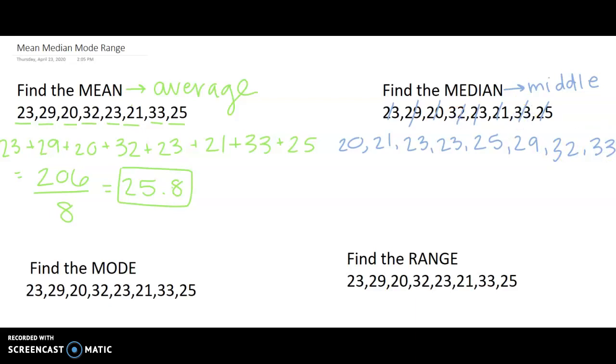Okay, so I listed them from smallest to largest. Now I need to find the number that's in the middle. And you don't just want to guess, because chances are you'll probably get it wrong. The easiest way that I always did it is I cross off 1 at the end and the beginning, 2 at the end and the beginning, the next one at the end and the beginning, and then I'm left with 2 numbers in the middle.